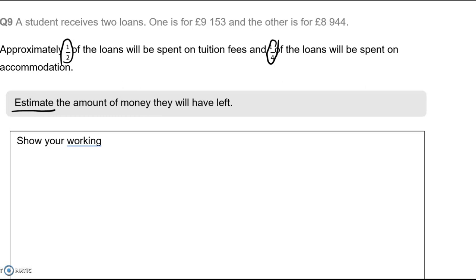So we're going to estimate, not using accurate figures. So we had this amount, which we're going to round to 9,000, so one of the loans, and the other loan also, if you round it to the nearest thousand, gives us 9,000. So there is £18,000 in total.